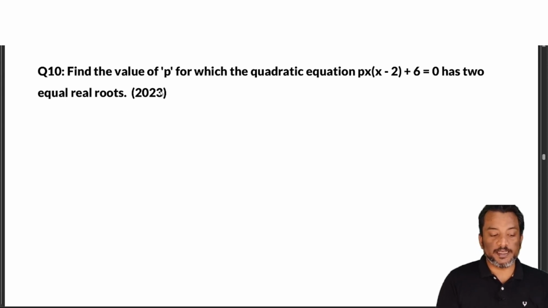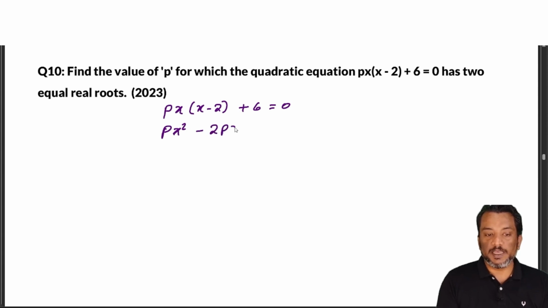Now here you can say it is saying equal roots, which means our discriminant is equal to 0. So first we will find the quadratic equation. So we will say px times x minus 2 plus 6 is equal to 0. So first we will bring it into the standard form. So how can we bring it? We can multiply, so px square minus 2px plus 6 is equal to 0.